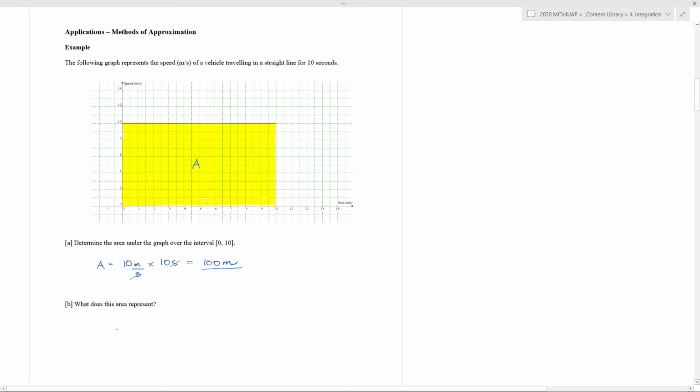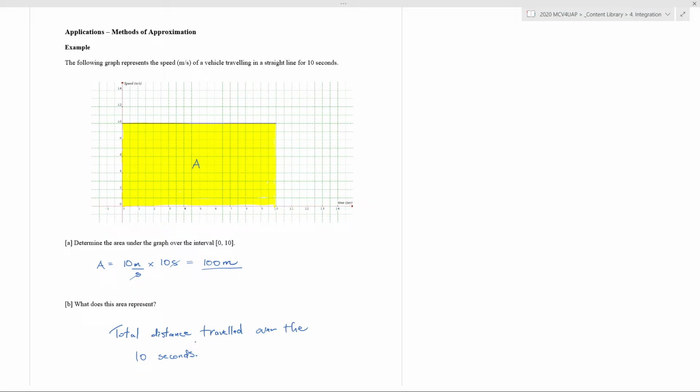So what does this represent? It represents the total distance traveled over the 10-second interval. Which makes sense, right? If you travel at 10 meters per second for 10 seconds, you're going to travel a distance of 100 meters. So the area represents a distance traveled.